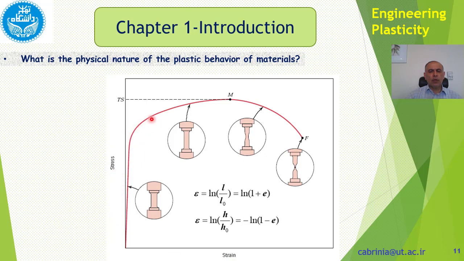So after this point, after the proportional limit, we say that the material yields. And we see the plastic behavior. Here is the plastic behavior. We have this point here, tensile strength or ultimate tensile strength, this point M. As you see, it is a maximum point on this curve, and after that, suddenly the stress drops. Okay, the value is decreased, and this is the fracture point.